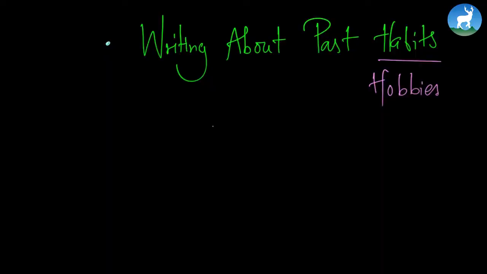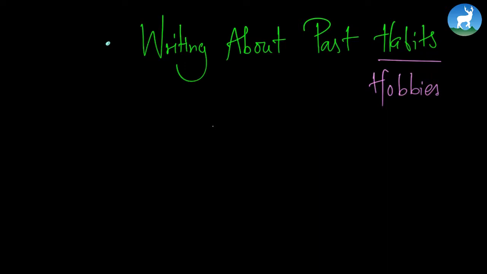In today's class, we are going to solve the writing portion of Unit 13, that is, writing about past hobbies. So, let's begin. Alright, we are now going to start the writing portion of Unit 13, which is called Writing About Past Habits or Hobbies. In this section, we will focus on the things that we did as a child, and we'll also learn how to write them.